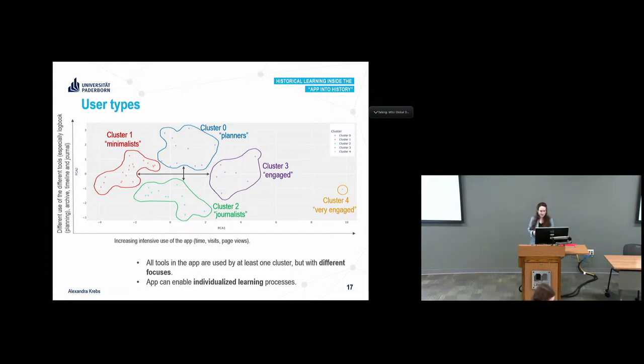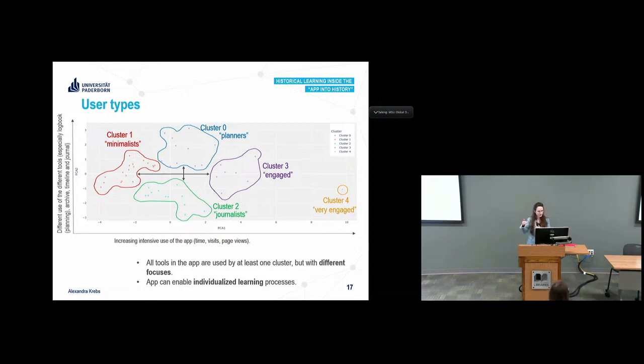And these are five different user types, cluster 0 to 4, and they differ in how they use the application. So I could identify users who were very engaged, who used the app very intensively in time, visits, and page views. These are the groups of cluster 4. Then I had users who are still very engaged, but also users who used the app in a more minimalistic way. I think that's also normal.